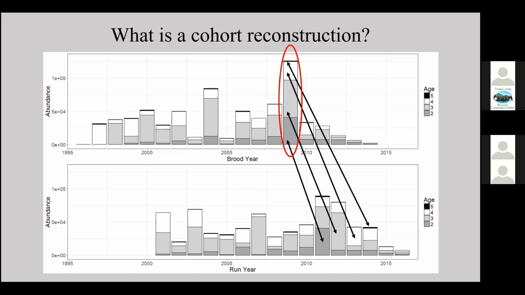So one additional thing to note here is that brood year abundances in the top panel are much more variable than run year escapements. So just to keep in mind, what I'm showing here is what I call a naive cohort reconstruction, because it just reorganizes age-specific abundances in a run year back to their brood year of origin. But it doesn't account for any of the harvest or mortality rates that allow us to estimate the real production of brood years. And that's the purpose of a cohort reconstruction.